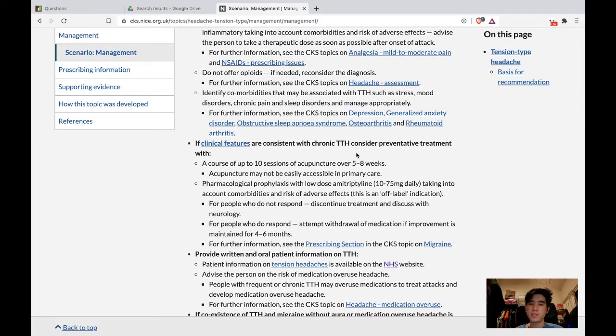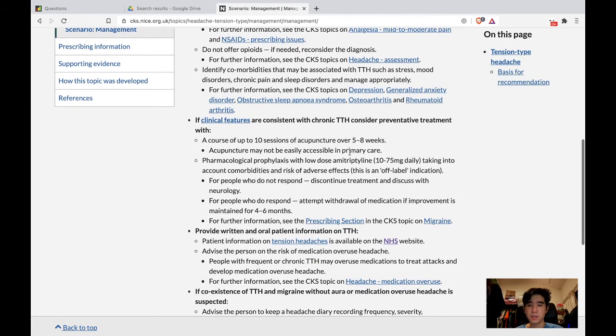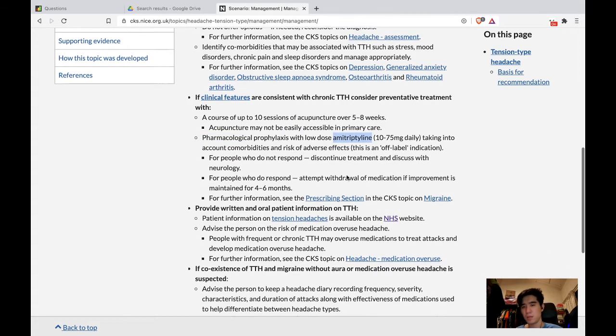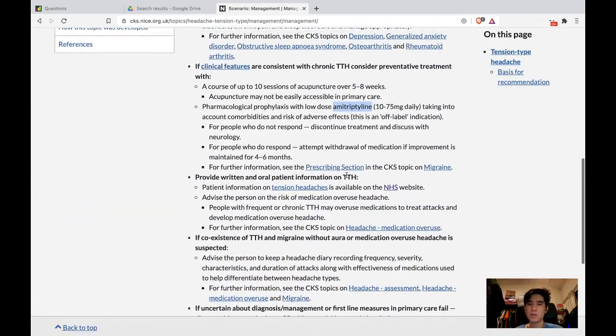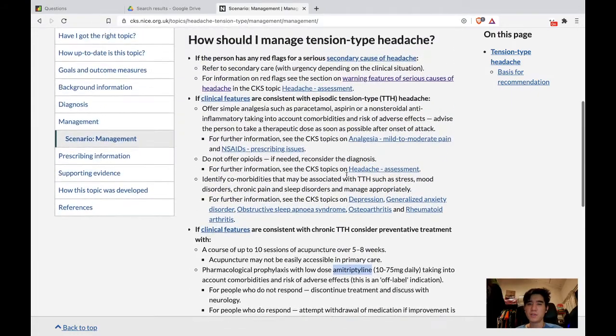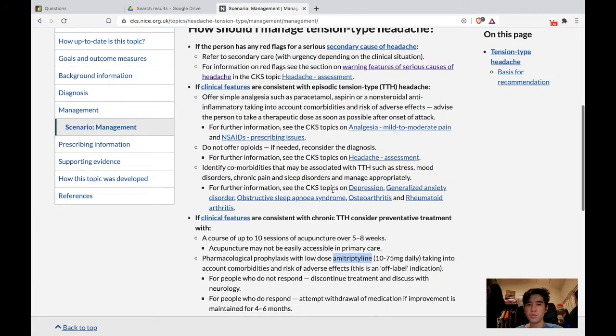Whereas if clinical features are consistent with chronic tension type headache, which is more than 15 days per month for more than 3 months, then you will consider prophylaxis for the headache, which includes either acupuncture or amitriptyline. And the rest is talking about treating the cause of the tension headache. It might be due to stress.